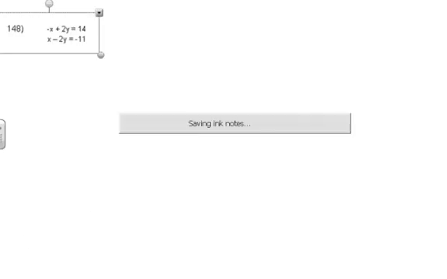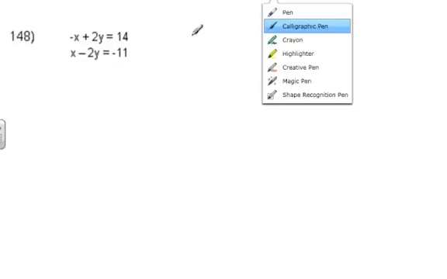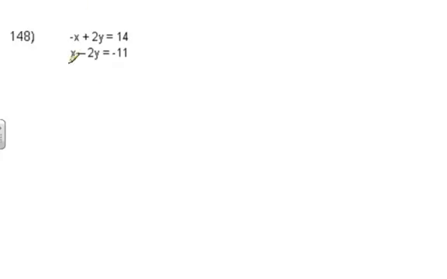Okay, so 148. So what are we looking for? We're either looking for a variable by itself for the substitution method, or we're looking for the same coefficient or opposite coefficients for the elimination. So in this one, it's kind of nice because I can do either one. This is a -1. That's a +1. Or this is a +2 and that's -2. It doesn't matter which one you use. So let's just use this right there.